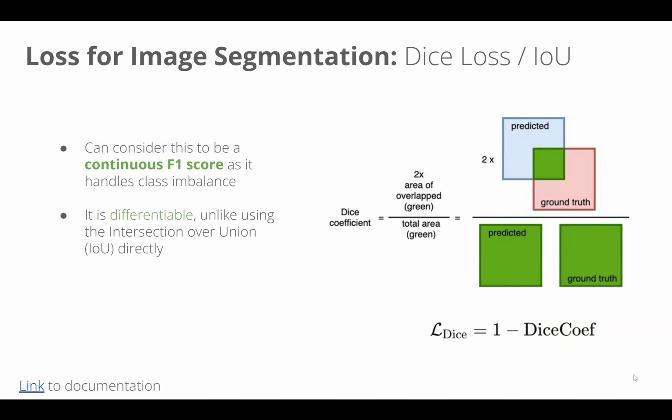Another popular loss used for image segmentation is the dice loss, which is based on the intersection over union. It is computed as you see on the right, where you do 2 times the overlapping region between the predicted and ground truth masks, which is the nomenclature used in image segmentation, divided by the total area of the predicted and ground truth class. You can see that this has some relation to the F1 score, as it handles class imbalance in a similar fashion to the F1 score. Additionally, a very important property for any loss function to have is that it should be differentiable, which the dice loss is, unlike if we use the IOU directly.